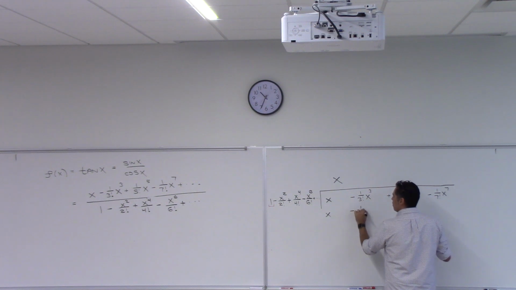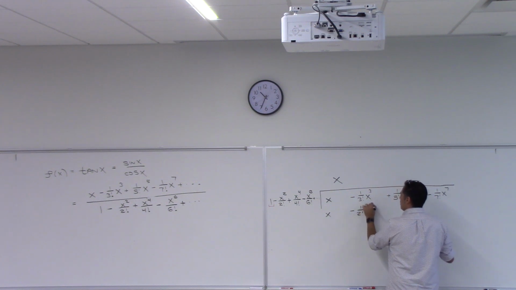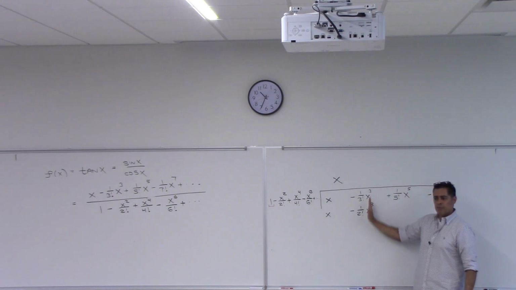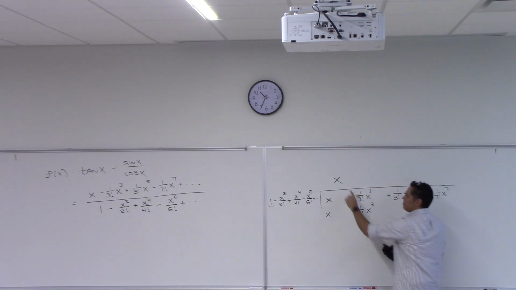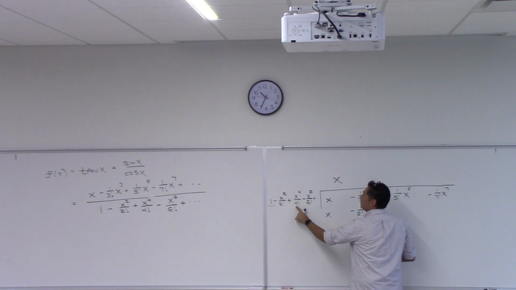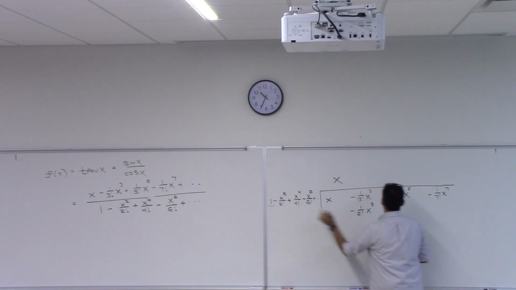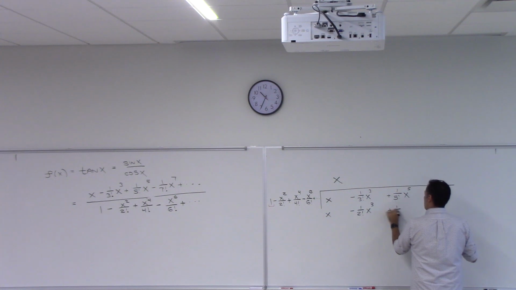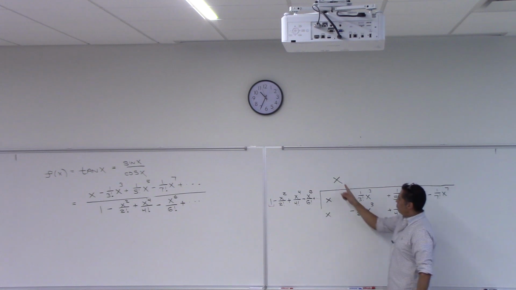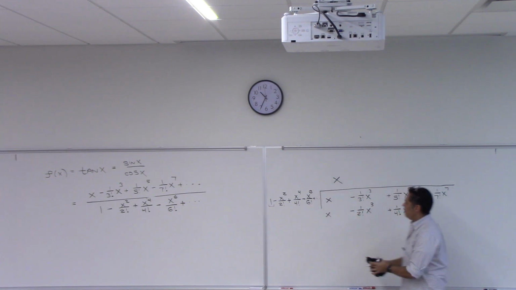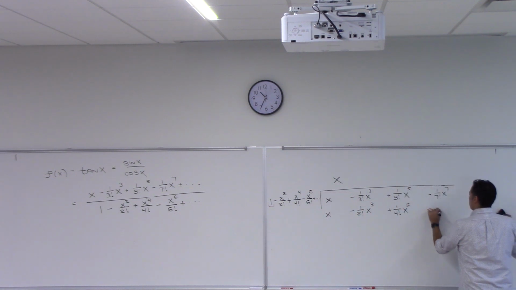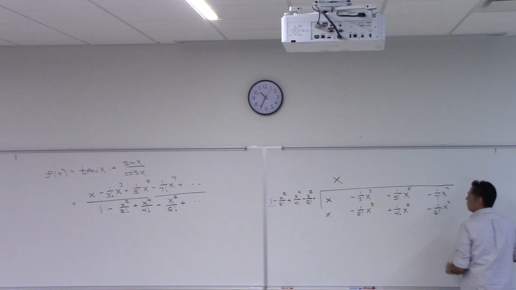I'm going to write 1 over 2 factorial x cubed. Notice I lined them up with the x cubed. Okay, now when I do this x times this, I get plus x to the 5th over 4 factorial. So I'm going to write plus 1 over 4 factorial x to the 5th. I'll do one more. This times this, minus x to the 7th over 6 factorial, so 1 over 6 factorial. You'll see what I did?